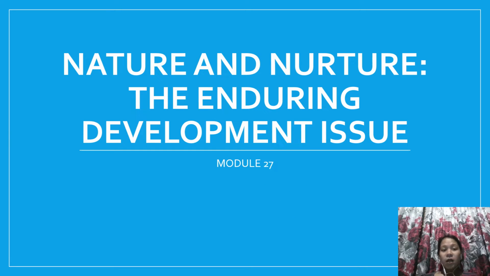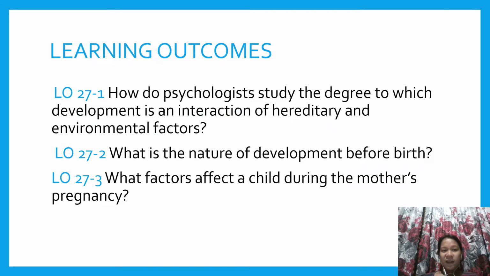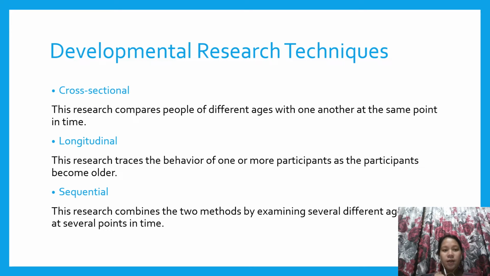First topic is the nature and nurture, the enduring development issue. These are the learning outcomes of this topic. First is the developmental research techniques. Cross-sectional: this research compares people of different ages. Next, the longitudinal: this research traces the behavior of one or more participants. Lastly is the sequential: research combines the two methods by examining several different ages at several points in time.